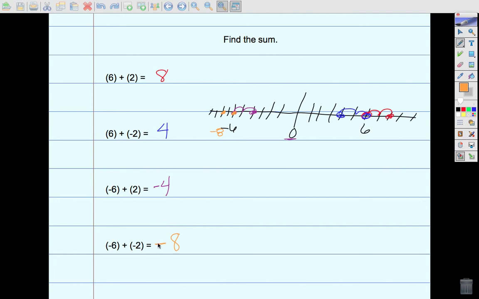So we just have to make sure that we look at our signs to make sure we are going the right way on our number line, or making sure that we add them correctly.